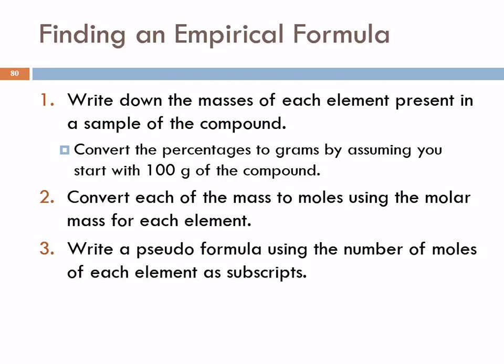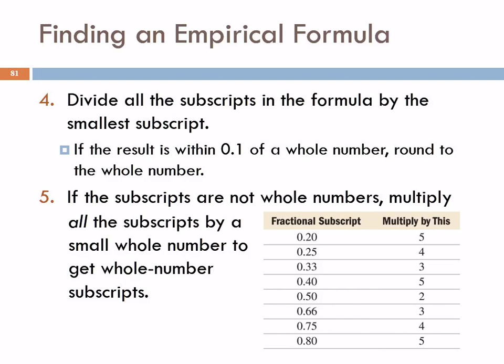This next step I think is a little silly, but you can write a pseudo formula using those numbers of moles of each element as the subscripts. These will not be nice whole numbers. They're probably going to be very messy decimal numbers. But one of our labs where we're going to actually determine an empirical formula asks you to do this step, and your book talks about it, so there it is. I talked about it.